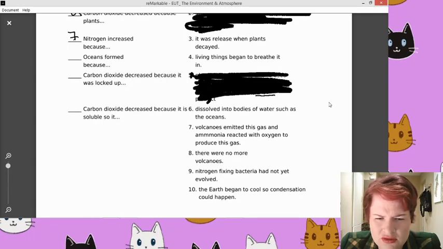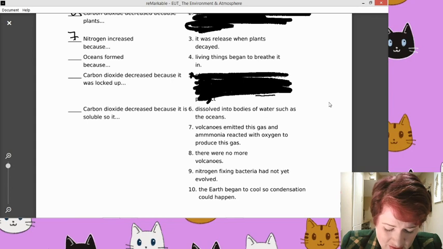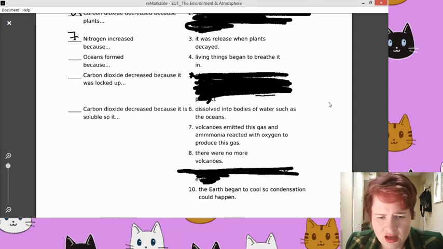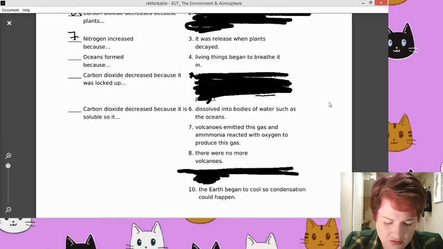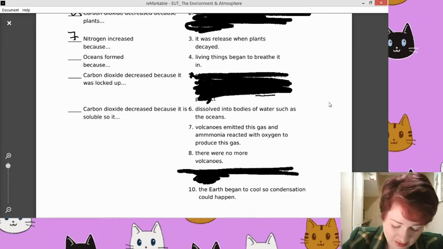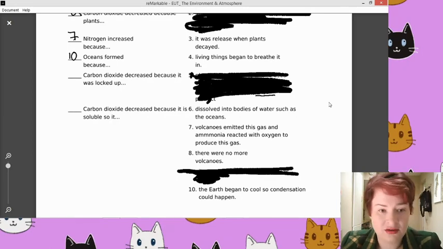No. Nitrogen fixing bacteria had not yet evolved. That means it would decrease. Anyway, we've not talked about nitrogen fixing bacteria, so actually, I'm just going to scribble it out because meh. You might have discussed that in biology, but that's not for us. Earth began to cool, so condensation would happen. That's going to be something to do with water, so no. Okay, next option. Oh, the oceans formed because the earth began to cool, so condensation could happen. That was convenient. There we go. So that one's going to be number 10.